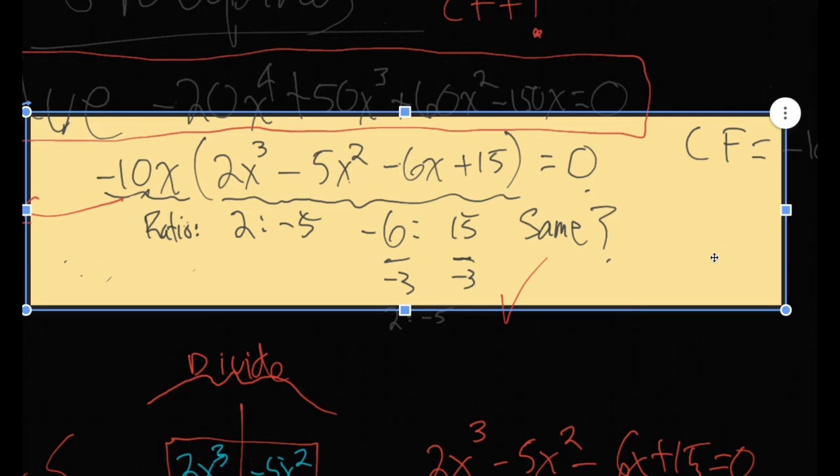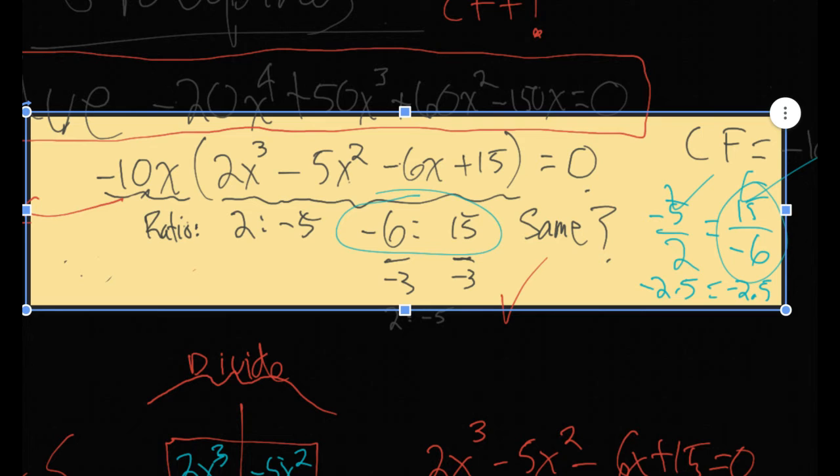I'll come right over to here. So are these equal? Well, the first ratio is 2 to negative 5, so I'm going to write negative 5 over 2. And then the other ratio, does that equal 15 divided by negative 6? And if you look, 15 divided by negative 6 is negative 2.5. Oh, so they are equivalent ratios. Okay, so the first two terms and the second two terms have the same ratio, and that means I can use factoring by grouping.